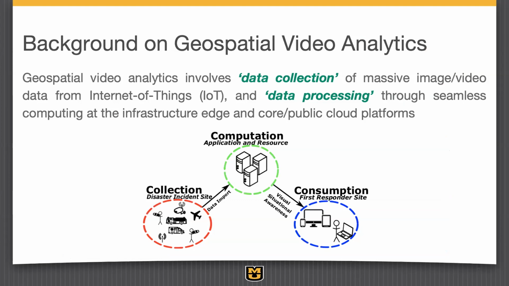this is the world we live in. If you see this graph where we have a collection, I call it a fog or edge, which is connected to a core cloud or a computation hub, where pretty much most of our application resources are today. And then there are people in a consumption fog, which is somewhere either near the collection or somewhere far away, where there are people who are interested in the data that's coming from the collection fog.